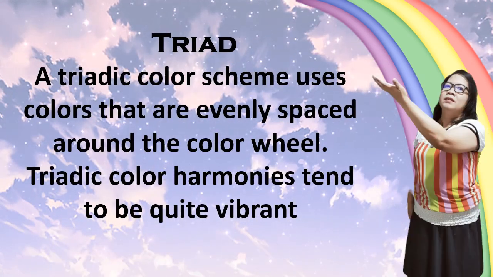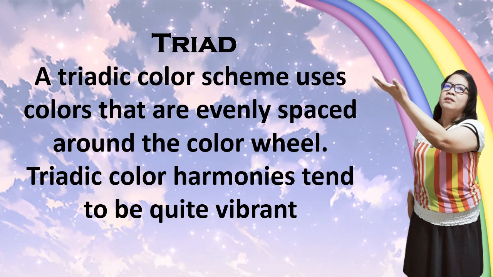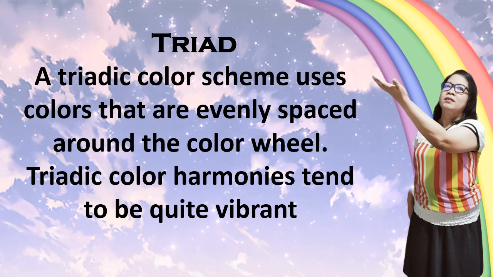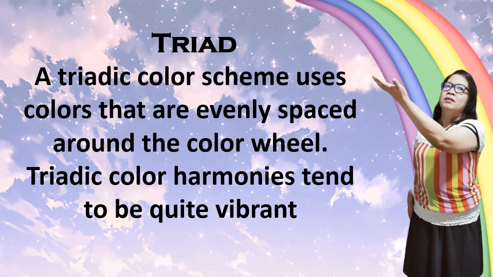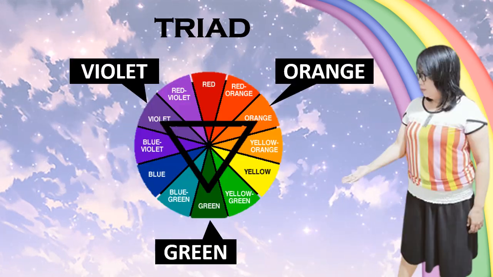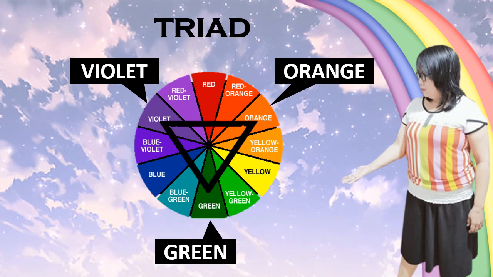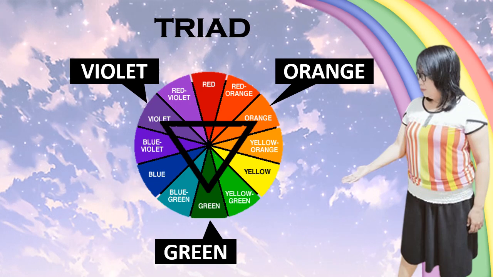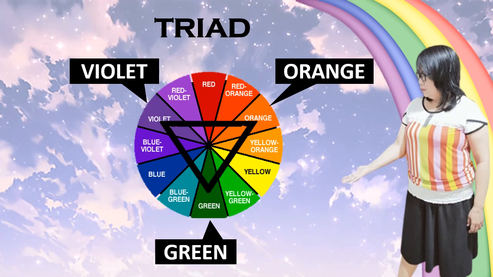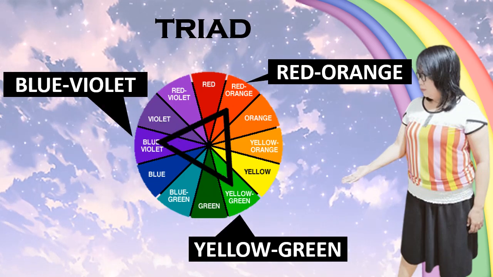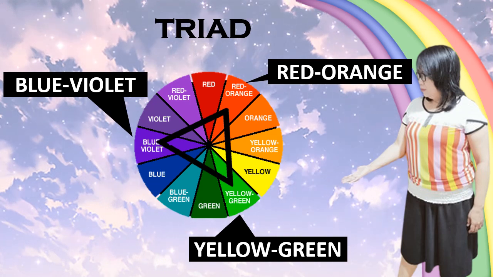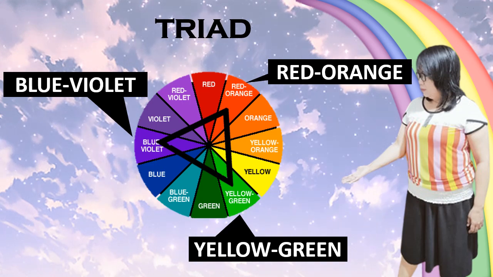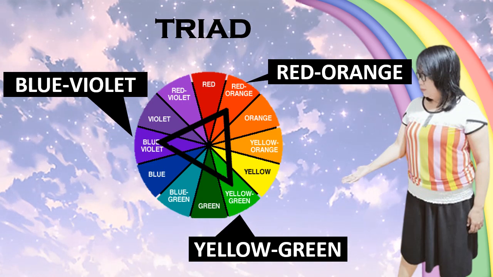Triad. A triadic color scheme uses colors that are evenly spaced around the color wheel. Triadic color harmonies tend to be quite vibrant. Let us have this example of triad. We have violet, orange, and green. Another example of triad. Blue-violet, red-orange, and yellow-green.